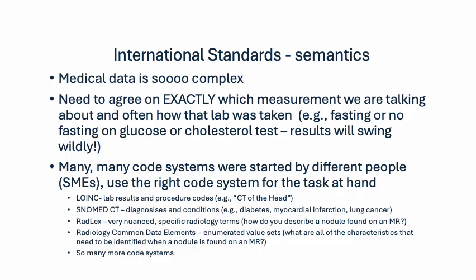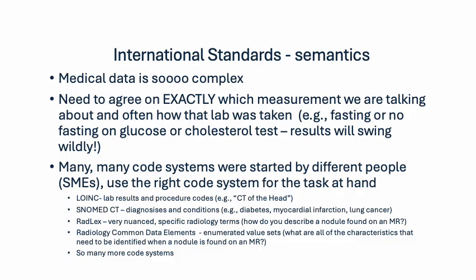But one of the things that you're going to hear about in HL7 is code systems called LOINC. LOINC covers lab results, of which there are thousands of different types of blood work and all the other lab results, as well as procedure codes, for example, CT of the head. SNOMED CT covers diagnoses and conditions. For example, a diagnosis might be type 1 diabetes, not just diabetes, or type 2. Or it could say myocardial infarction, which is known as a heart attack, or diagnosis of lung cancer. So not suspected lung cancer, but diagnosis of lung cancer.